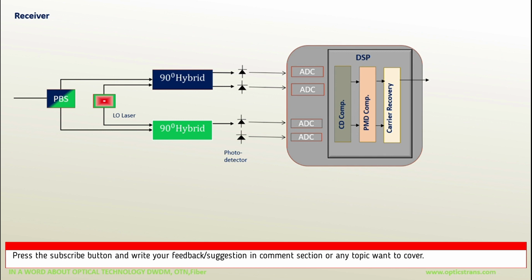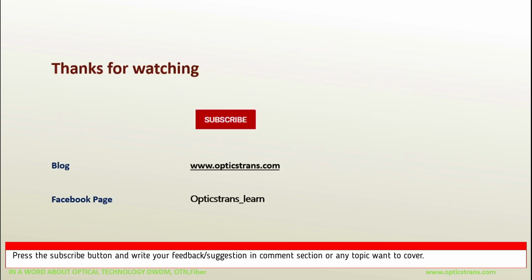Have a look again at the entire process. The PBS filter signal goes to the 90-degree hybrid. We are using the local oscillator laser, and then the signal goes to the photodetector, then to the analog to digital converter, and then passes to the DSP, where we are performing chromatic dispersion, PMD compensation, and carrier recovery. I hope this is clear now.